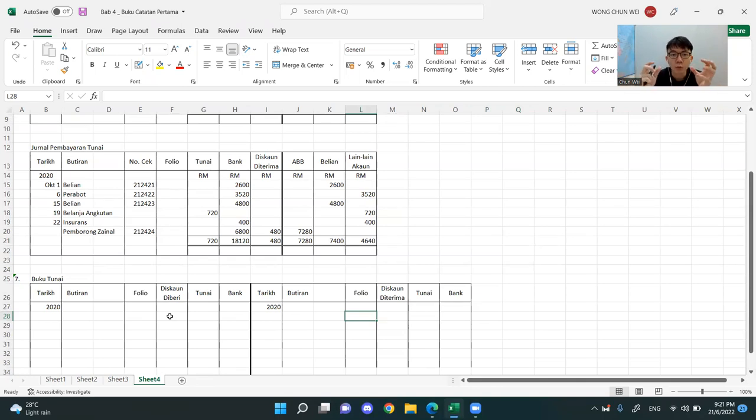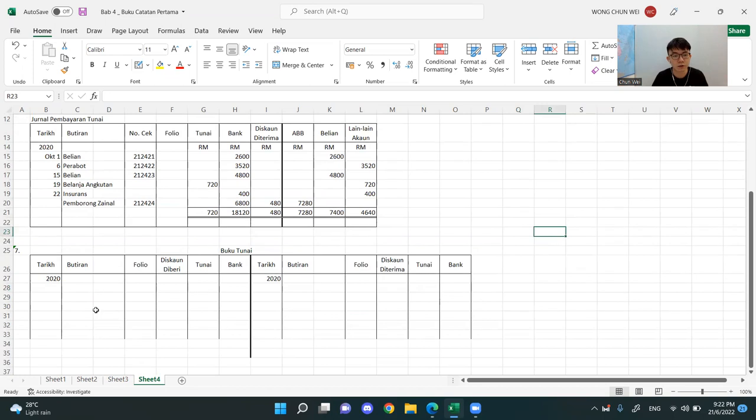So when we kita receive, when kita menerimaan tunai, menerima tunai. So menerima means the money comes in. That's why kita debit buku tunai. And this buku tunai should be in the middle here, buku tunai. So this is actually your buku tunai. Alright, so penerimaan, pembayaran. So here, Ringgit Malaysia, RM.